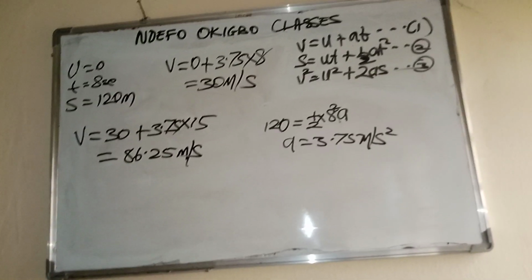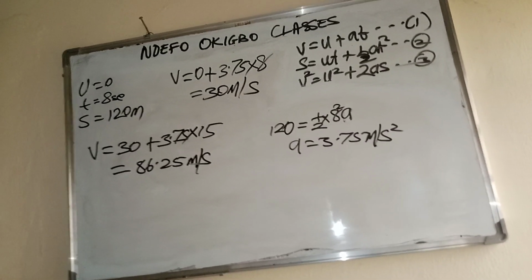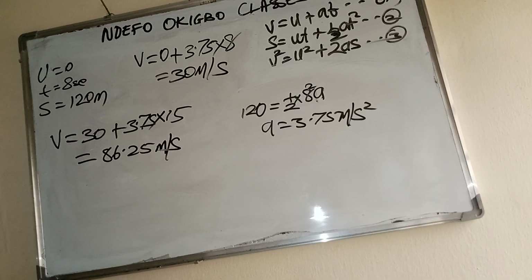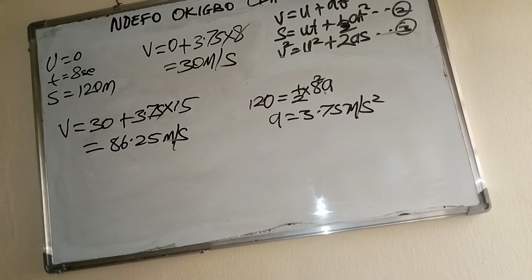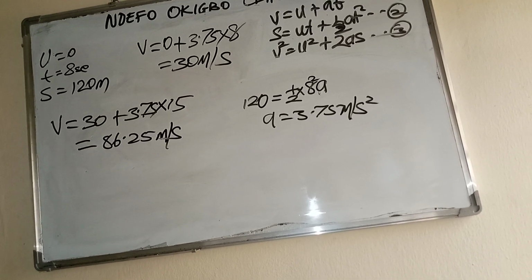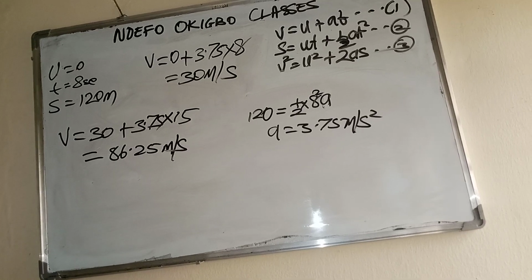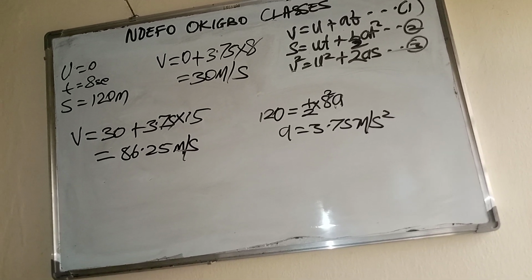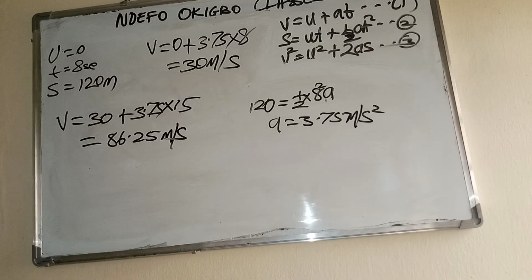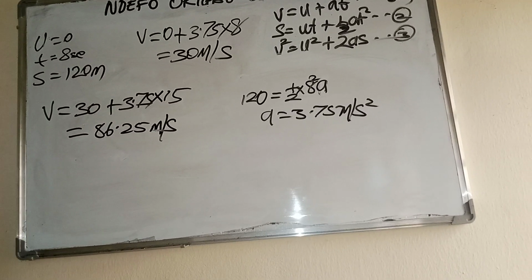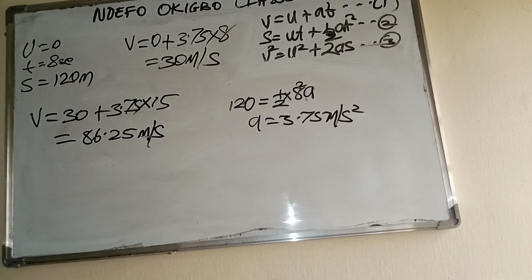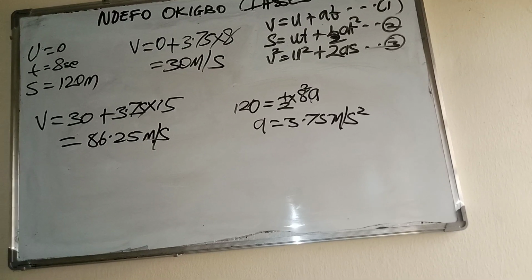Starting from rest, so if we get the final velocity at 8 seconds, the velocity at rest should be 0. That is the initial velocity. When we got that one to be 30, we got the velocity after 8 seconds to be 30. Now that 30 becomes an initial velocity. Now that we are trying to get the velocity at 15 seconds, we apply it by making it the initial velocity here, and now get the final velocity at 15 seconds.